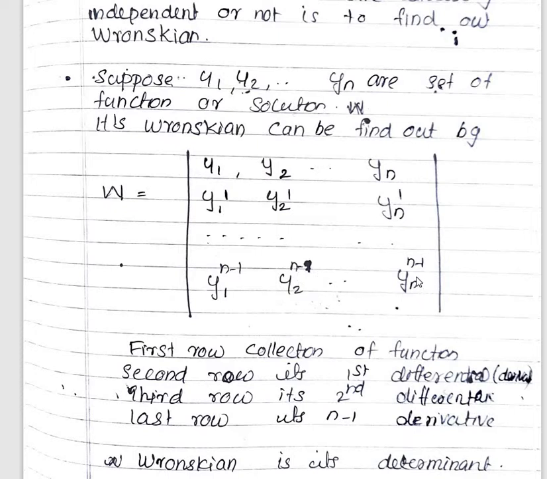So the number of rows depends upon the value of n. This determinant is known as the Wronskian. The first row is the collection of functions, the second row is the first derivatives, the third row is the second derivatives, and the last row is the (n minus 1)th derivatives, and the Wronskian is the determinant of this matrix.